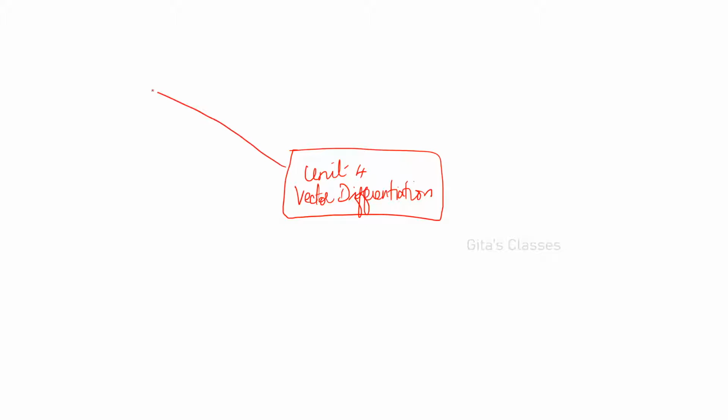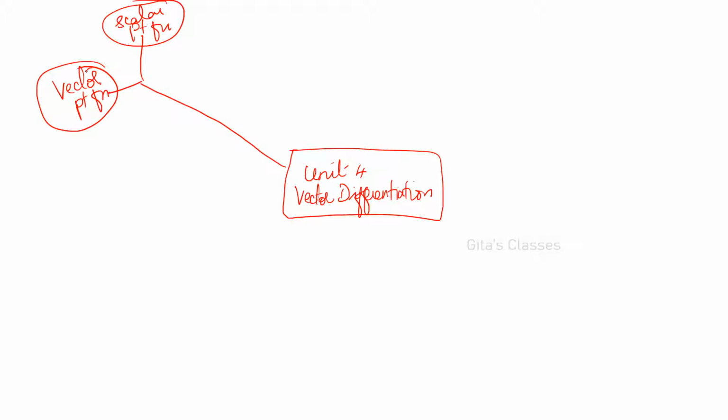So Unit 4, vector differentiation. This is like a small mind map I am doing because it will be easy for you to cover. Okay. So first is what is a scalar point function and vector point function, you should know. This is the basic knowledge you should have.